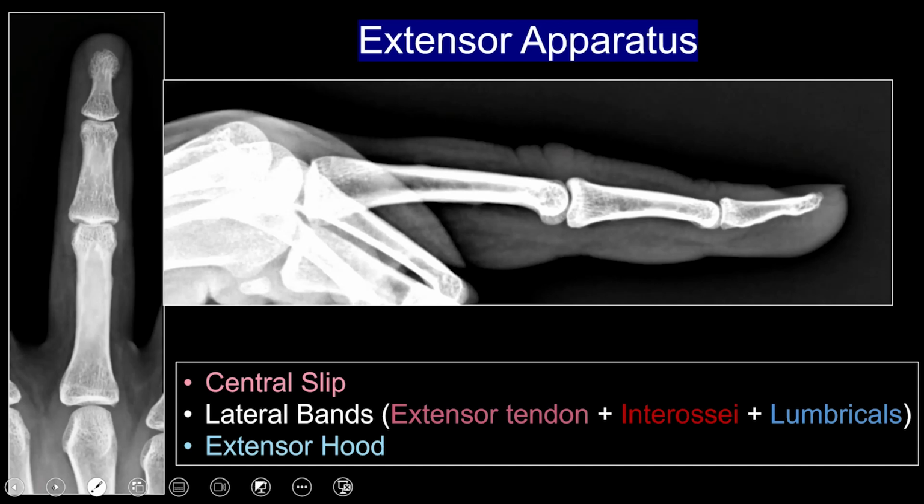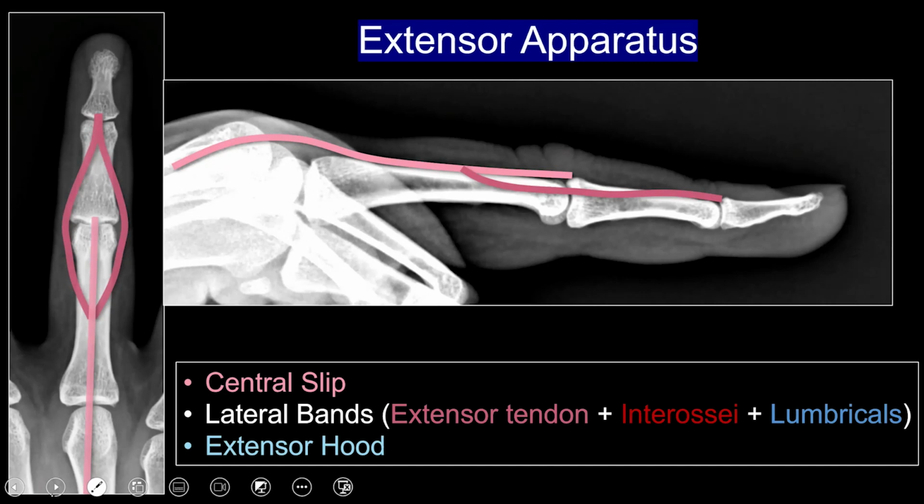The extensor apparatus, or many times people call this an extensor hood or extensor aponeurosis or dorsal apparatus, consists of the extensor digitorum communis tendon, which divides into the central slip and the lateral slips at the level of the proximal phalanx. So that's the division of the central slip and the lateral bands. Now, the lateral bands are situated around the dorsal aspect of the axis of the metacarpophalangeal, proximal interphalangeal and distal interphalangeal joints. These lateral slips are supplemented by the tendons of the dorsal as well as the palmar interossei, and they attach to the lateral slips along the distal aspect of the proximal phalanx.